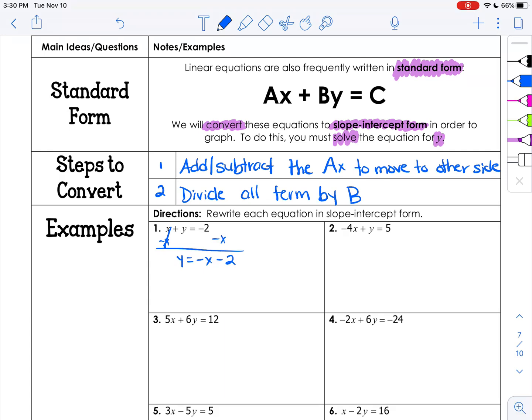Our second step is to divide by b. But if you notice here, there's nothing to divide by. So I am done. This is our equation in slope-intercept form.